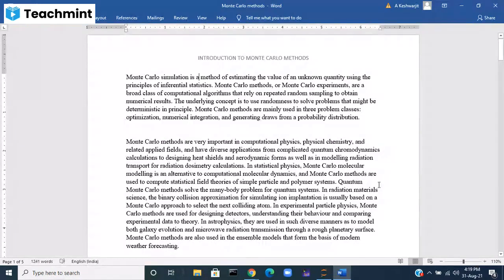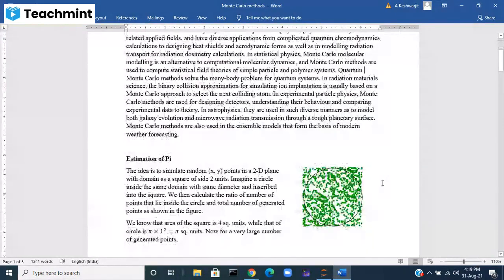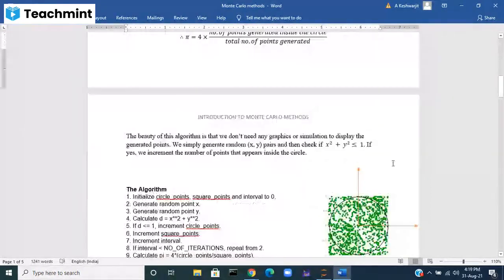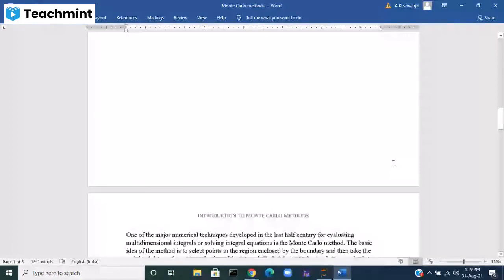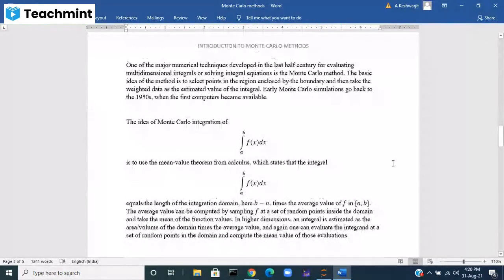Last time we discussed how we can use the Monte Carlo method to estimate the value of pi. Today we are going to discuss how we can use the Monte Carlo method to estimate the value of an integral. One of the major numerical techniques developed in the last half century for evaluating multidimensional integrals or solving integral equations is the Monte Carlo method.